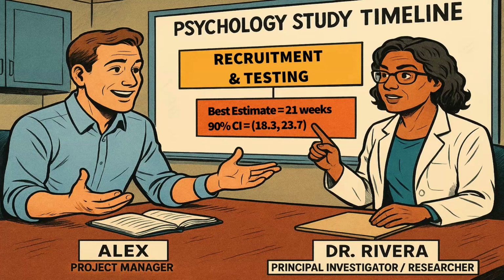So they don't know exactly how long it's going to take. His best guess is 21 weeks, and we'll talk about that in just a little bit. But he is 90% certain, based on his previous data and the building of a confidence interval, that the actual project will be completed between 18.3 weeks and 23.7 weeks. So that's the confidence interval.